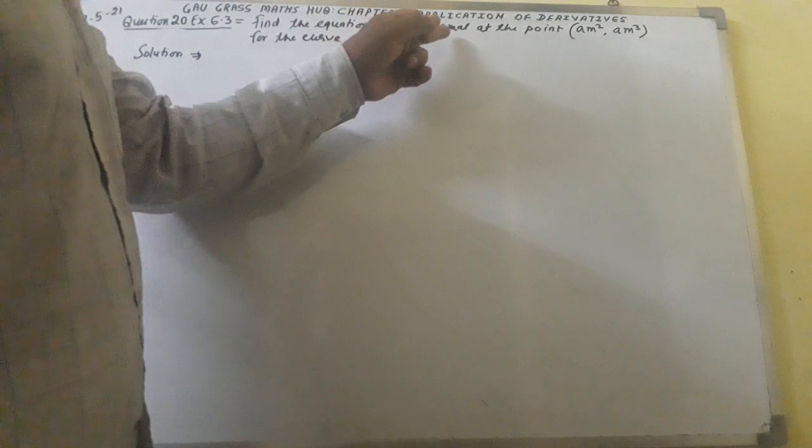I am going to explain question number 20, exercise 6.3. Find the equation of the normal at the point (am², am³) for the curve ay² = x³. Now coming to the solution, we have to find the equation of the normal at this point (am², am³) for this curve.